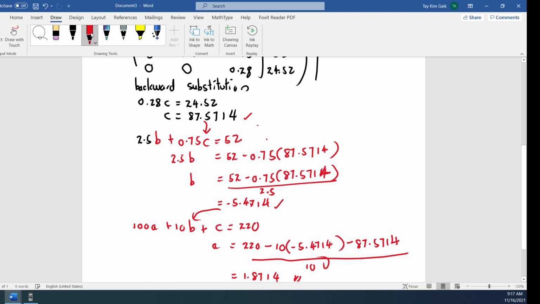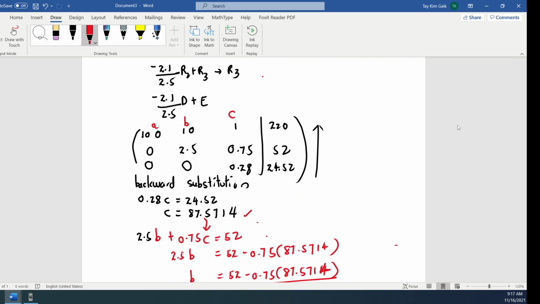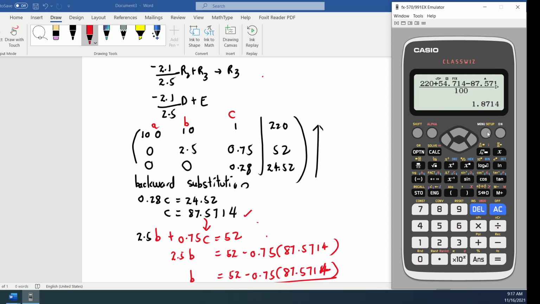Okay, this is the manual method where you solve using backward substitution, and you see it's tedious. Sometimes you may key in wrongly, like just now, I keyed in 5 instead of 52, and 87.714 instead of 87.5714, then you get the wrong answer in B. When B is wrong, then A will be wrong. So from this system, you can directly key it into your equation mode. Just directly key in the upper triangular matrix to obtain A, B, C quickly.